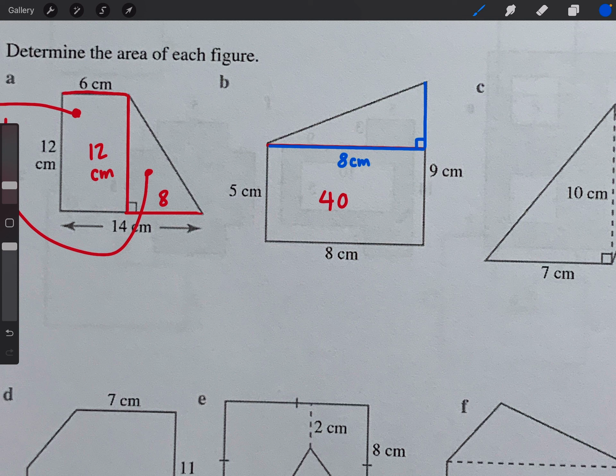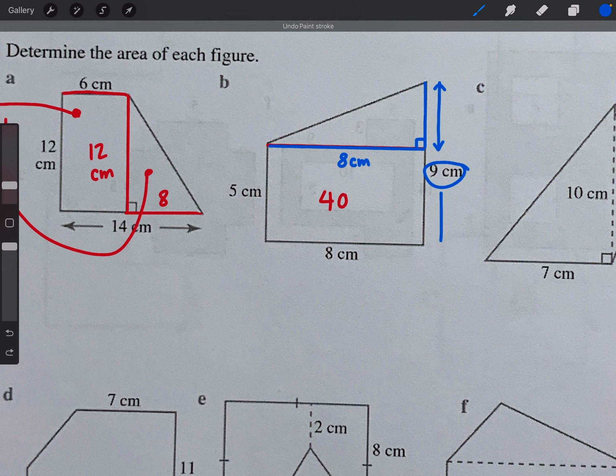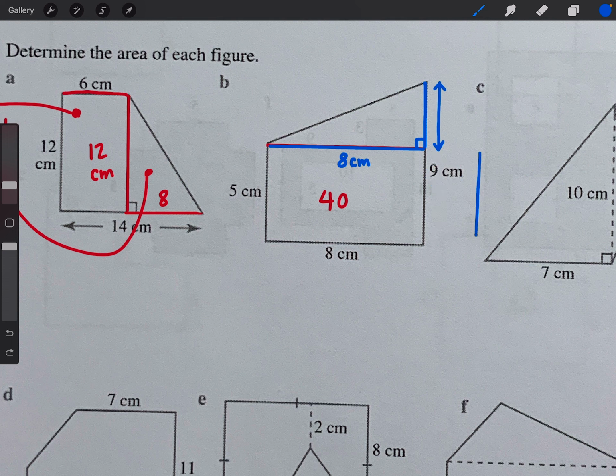Now how high is it? How tall is it? Well, we know this is 9. 9 goes the whole length from there all the way to there. Okay, 9. And we know that from here to here is 5, because this is 5. So that must be 5 as well. 5 plus what gives me 9? 5 plus 4 is 9. So therefore this top length must be 4. You gotta work it out.